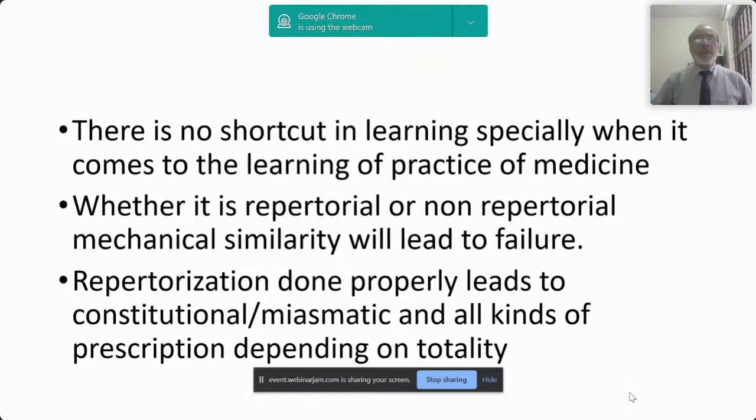Repertorization done properly leads to constitutional, miasmatic. See, all kinds of things come out from repertory. You don't have to do anything else. Only repertorization, because those symptoms represent miasm. Those symptoms represent constitution, represent the chronic totality. So what comes out covers everything, covers constitution, covers miasm, covers totality.